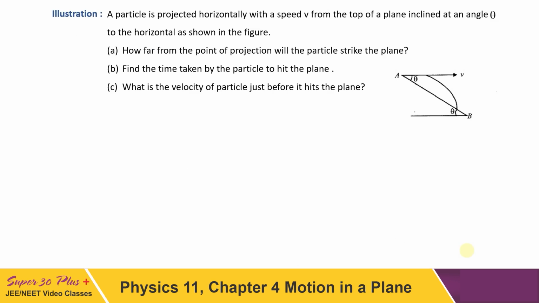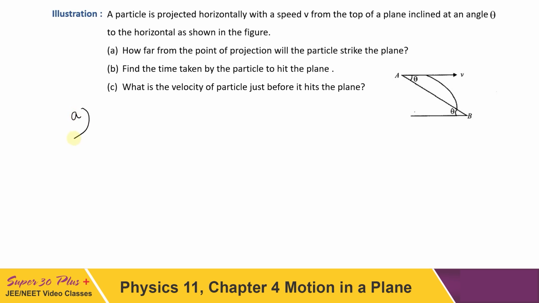One illustration I have chosen for you, in which you will see a number of things we are going to calculate. So how calculations are made if it is for projectile motion along an inclined plane. Here, as you can see, one projectile is projected horizontally from the plane and it is thrown down the plane. And what things are to be calculated? First is how far from the point of projection will the particle strike the plane. The second is the time taken by the particle to hit the plane, and third, the velocity of the particle just before it hits the plane. Okay, let us start with the first one.